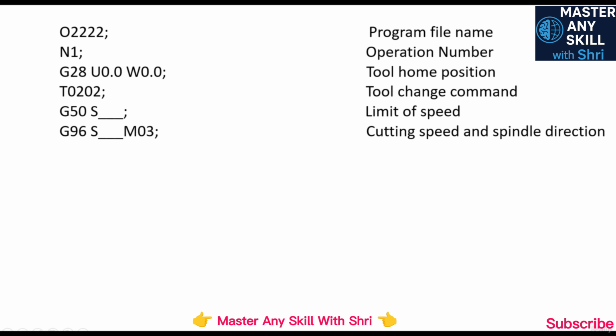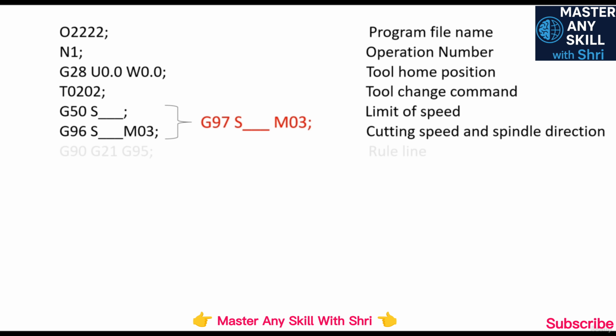If your job does not have any diameter change, at that time you have to replace the G50 and G96 codes with the G97 code. Along with this code, you have to write the spindle speed and then the M03 code. So you have to replace these 2 lines with this line when your required workpiece has constant diameter. So these are the spindle instructions.